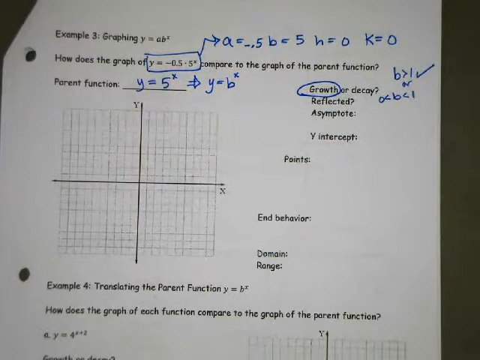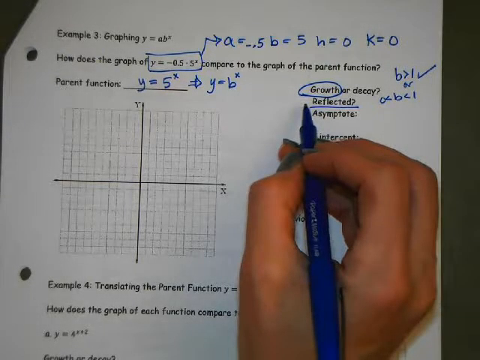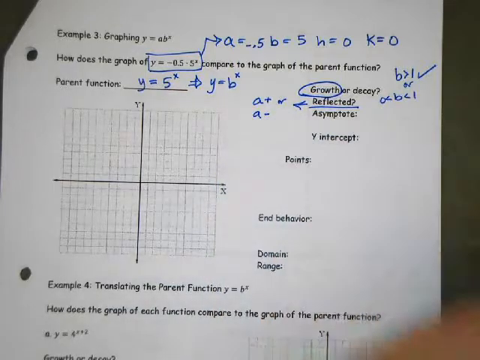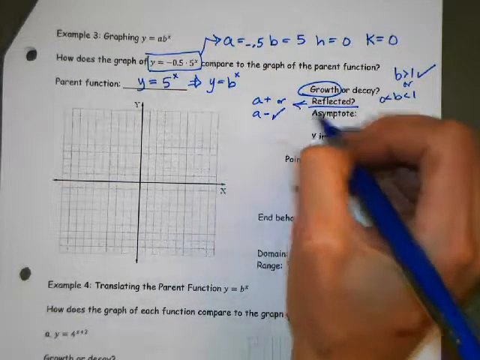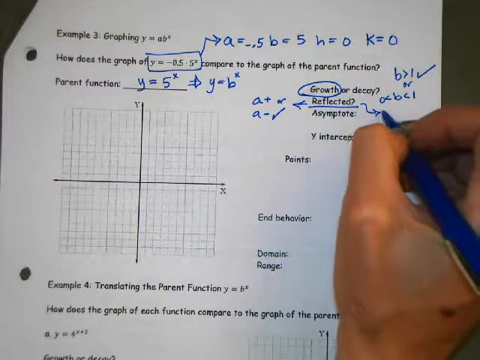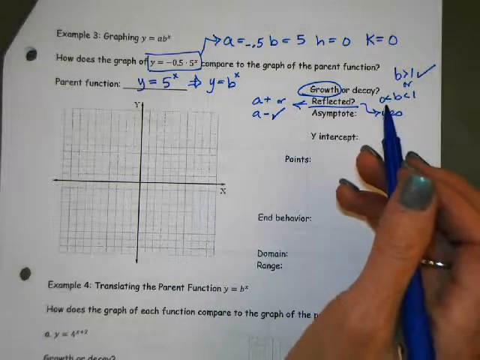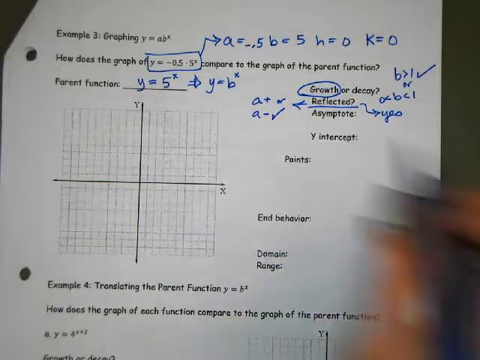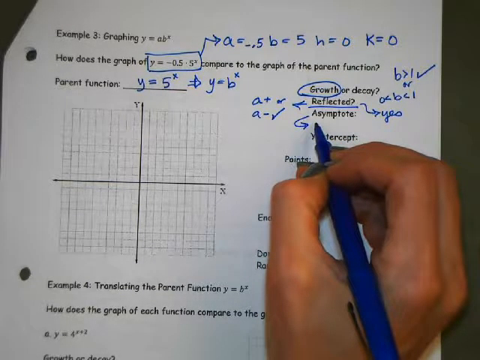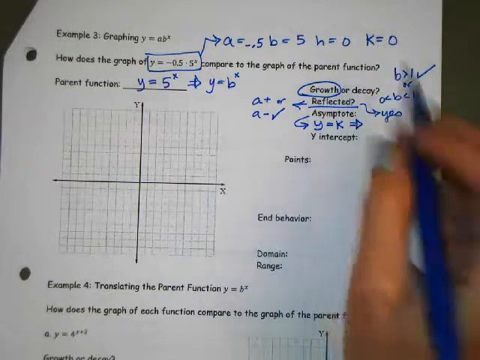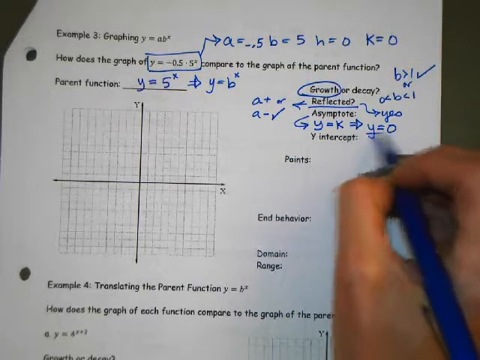Okay? Is it reflected? Meaning, is A positive or is A negative? It is negative, therefore it is reflected. Okay, reflected is if A is negative, it's going to be flipped. Right? What's my asymptote? It is y equals k, and what is k? 0, so y is 0. That's my asymptote.